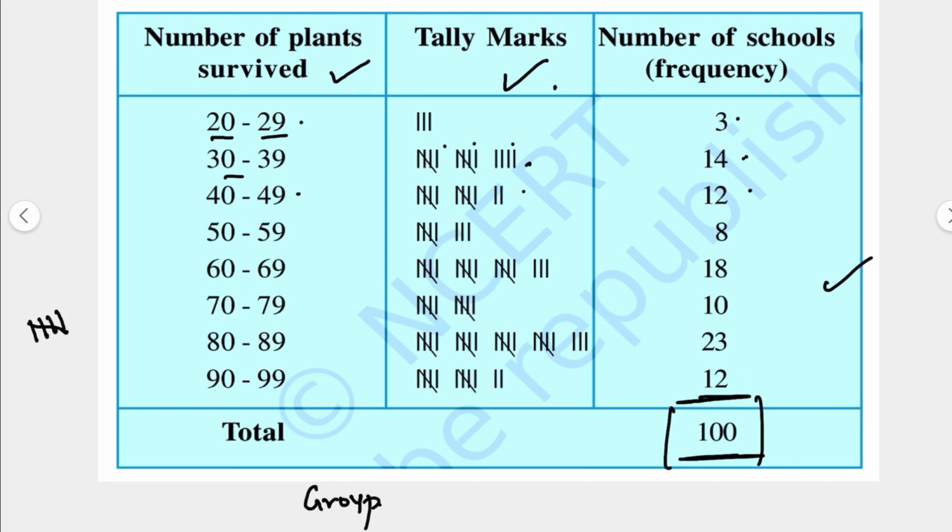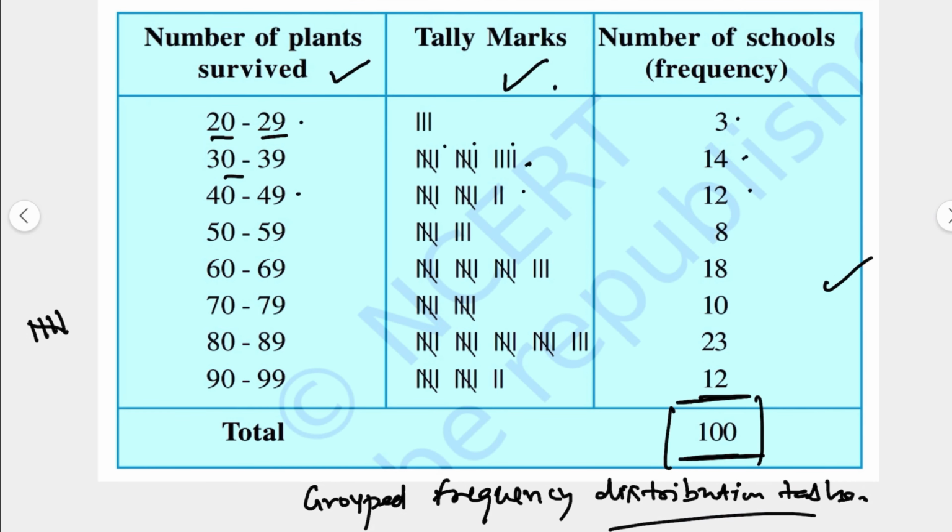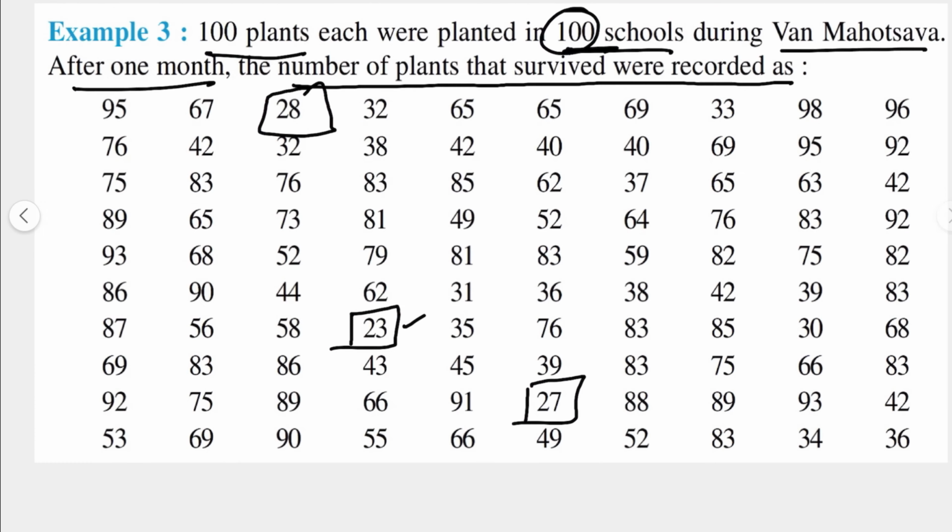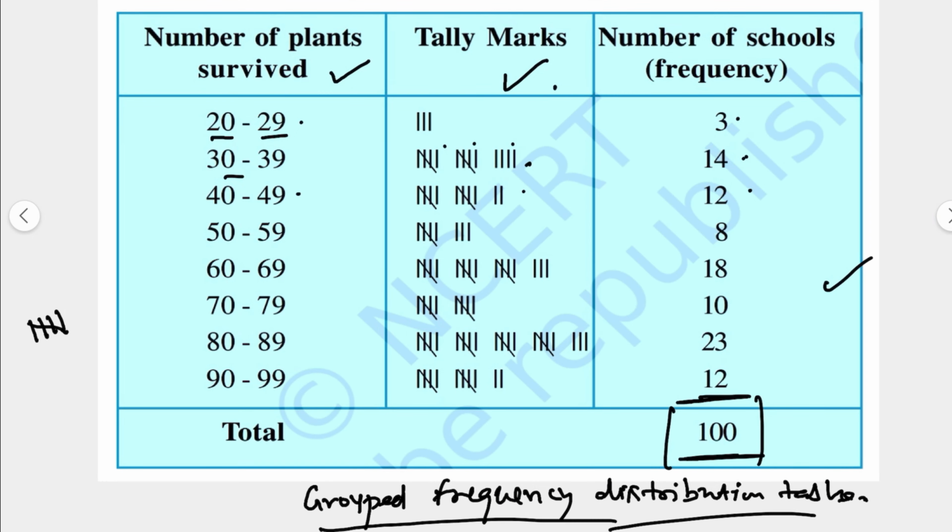Group frequency distribution table. Earlier it was a frequency distribution table because it did not have any group. Once we include the intervals here, it will be called a group frequency distribution table. So if you are given data which is very large, in that case you can use the group frequency distribution table to represent the data. Now you have to include one extra column, which is the tally mark.